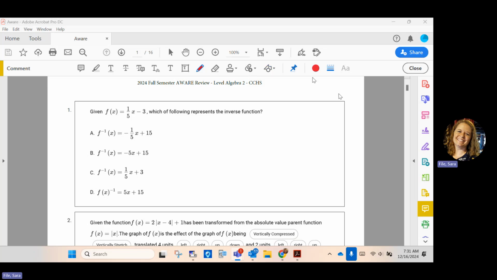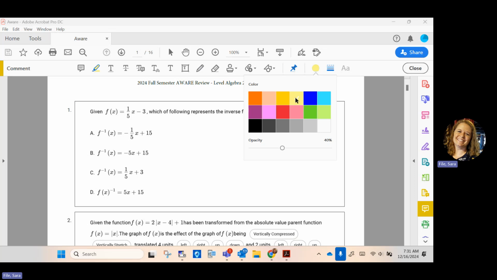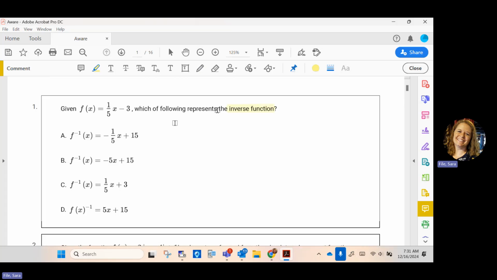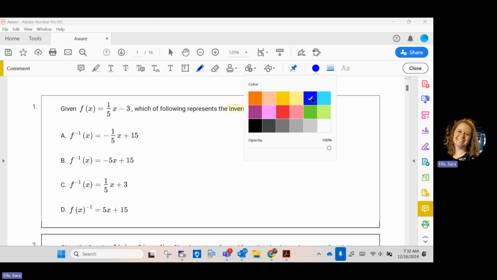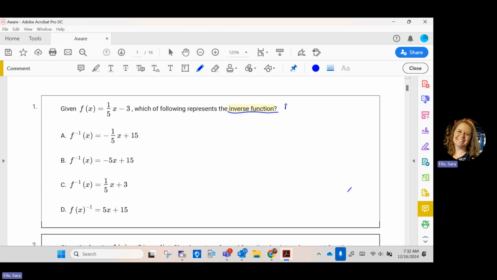All right, so in number 1, they give us the function and ask which of the following represent an inverse. So what we need to remember is that term inverse. Remember inverse functions, we switch x and y if we're solving algebraically. Graphically, they are a reflection of each other, the function and its inverse reflect across the line y equals x.